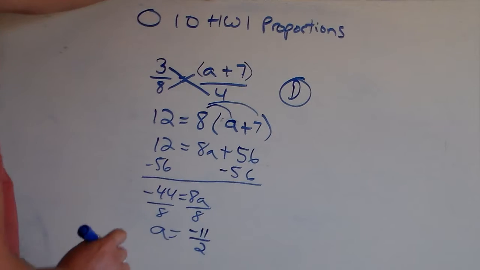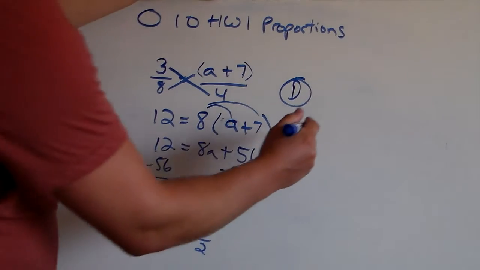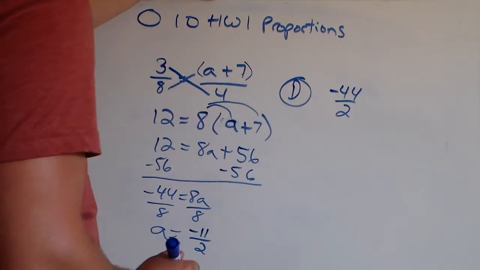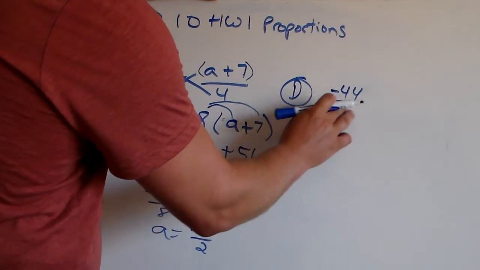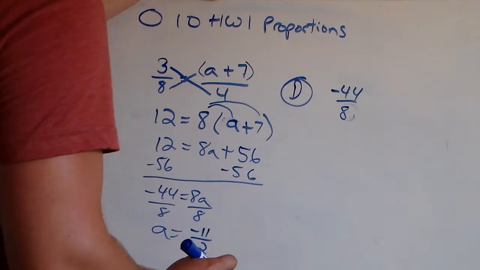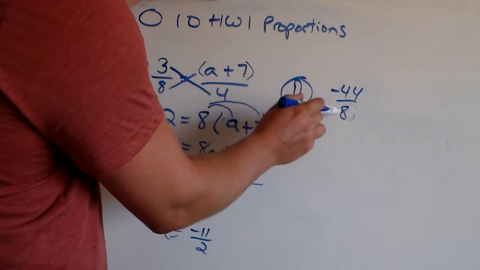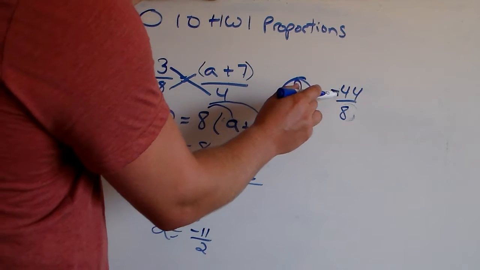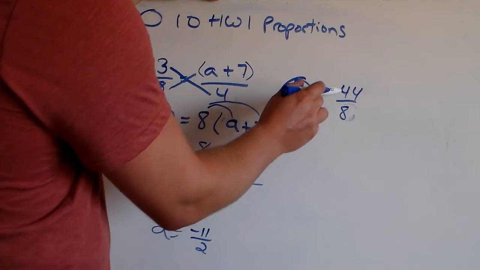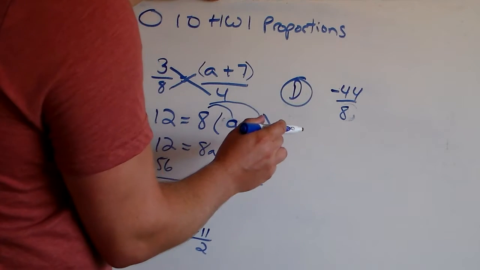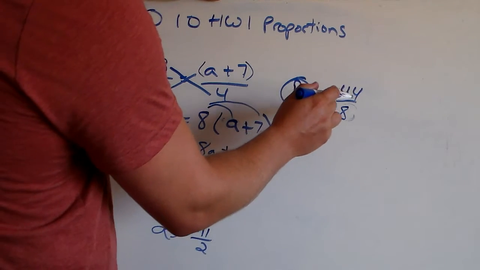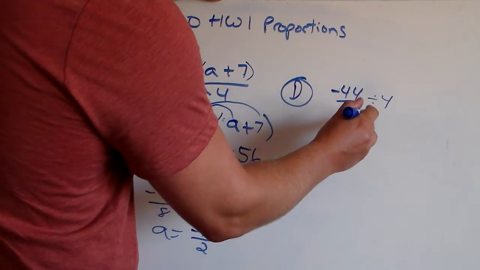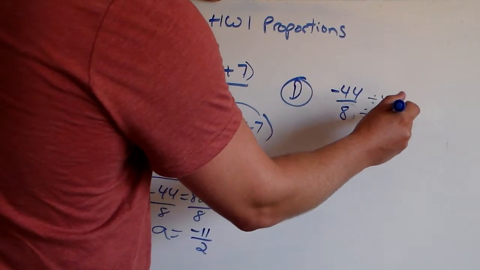Now remember, you're simplifying fractions, so if you had some trouble with that, negative 44 over 2, and we want to simplify the fraction part, negative 44 over 8. You have to ask yourself what number goes into both the numerator and the denominator. What's the greatest common factor? Well, I know 4 goes into 8, and 4 also goes into 44. So negative 44 divided by 4, and 8 divided by 4, that could help simplify this fraction.